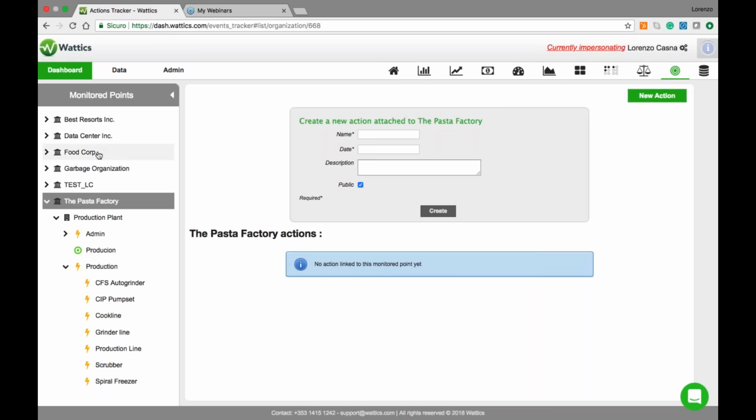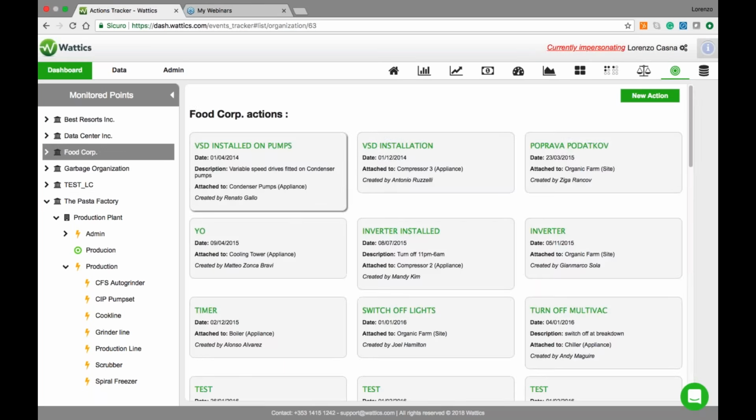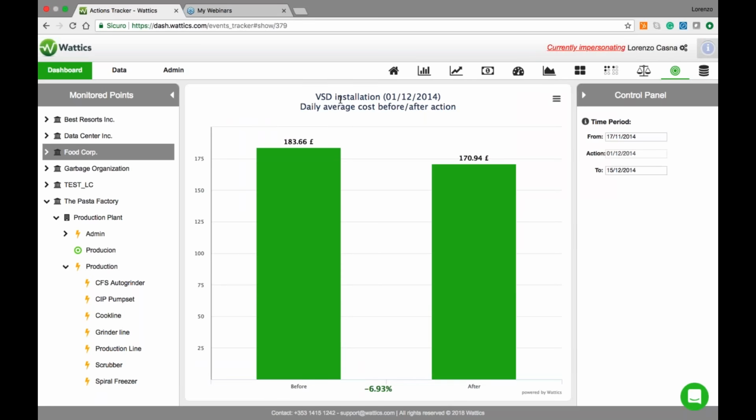So to show you how it works, I will go back to the food corp. Here there are many cards that people uploaded. This is a site that you all have in your dashboard. So if you choose to make it public, there it goes. So I will see it and everybody will be able to see it. I will pick this variable speed drive installation, and here is how the tool actually looks.